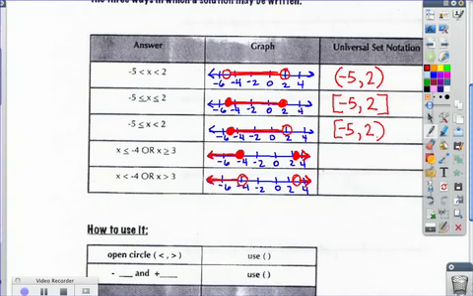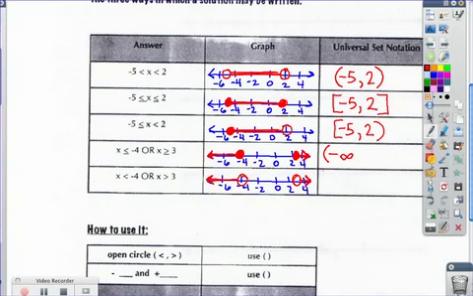-4 is included, so I use a square bracket. I use a U as a union to reunite with the right side of our number line. And on the right side, from left to right, we begin at 3, including 3, and our solutions go until infinity. Parentheses by the infinity, since it can't actually equal infinity.